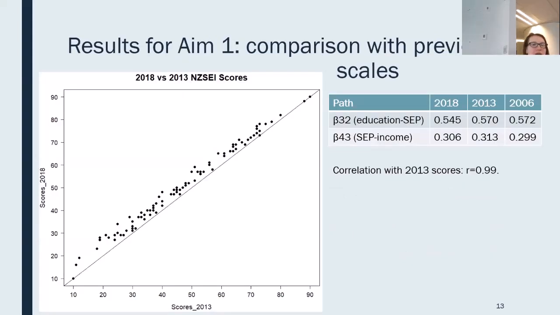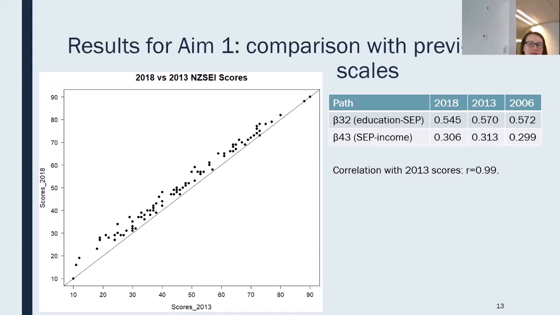So on to the results for Aim 1, which was to check the similarity of the 2018 NZSEI with earlier versions of the NZSEI. This graph compares the 2013 and 2018 scores for each occupation. So here we can see that the scores are very similar for 2013 and 2018. The mean score for 2018 is a bit higher than for 2013 due to the transformations applied, and the correlation between the 2013 and 2018 scores is also very high.